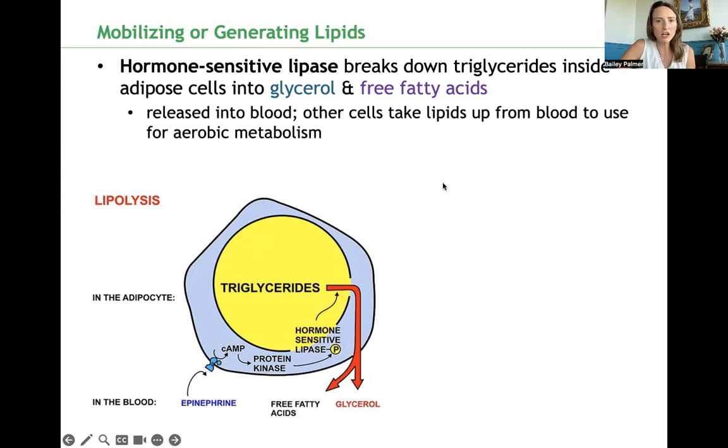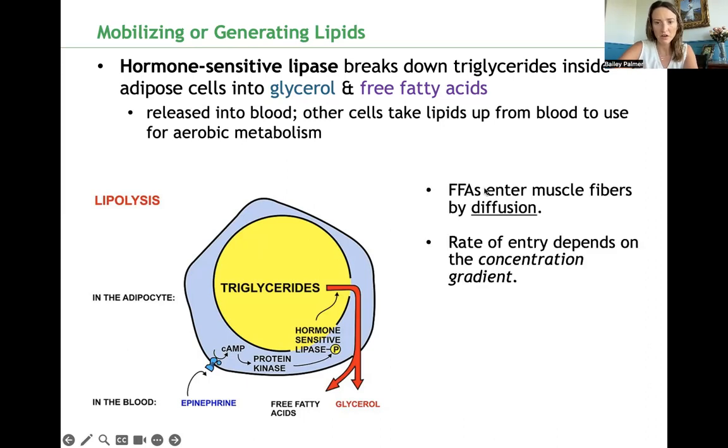Our cells are going to take up the lipids. So we break it down from the adipocyte and it's transported into skeletal muscle cells, and it is used in aerobic metabolism. We look down here and see that free fatty acids will enter into those muscle fibers by diffusion. Diffusion is moving down a concentration gradient where we can easily cross a permeable or semi-permeable membrane. And so that's how the free fatty acids enter into the muscle.